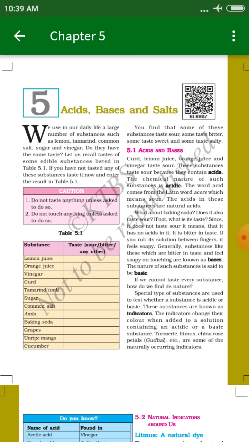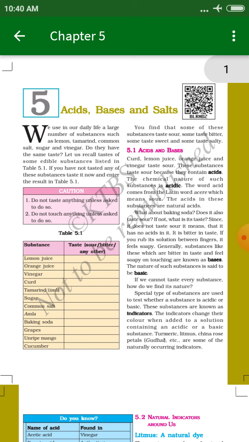Curd, lemon juice, orange juice, and vinegar taste sour. These substances taste sour because they contain acids. The chemical nature of such substances is acidic. The word acid comes from the Latin word acere, which means sour.